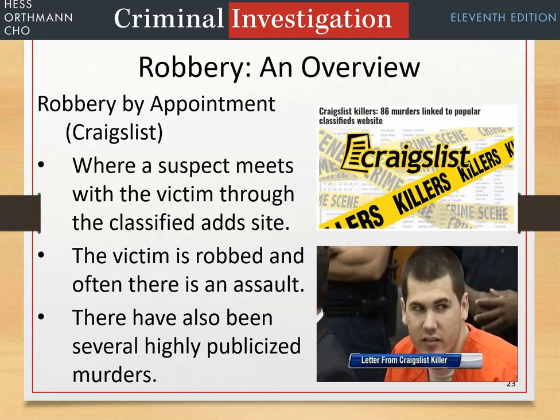And another interesting aspect of robbery that is gaining momentum is called robbery by appointment or Craigslist robberies. And this is where a suspect meets with the victim through the classified ads site, so through Craigslist. And the victim is robbed, and often there is an assault that goes with the robbery. And uniquely enough, there have also been several highly publicized murders as the result of these Craigslist type meet by appointment crimes. And I believe it was from about 2004 through maybe 2013 or so, there have been 86 murders linked to this Craigslist classified ad website type crime. So again, kind of an interesting thing.